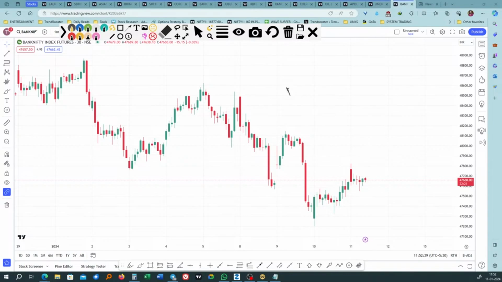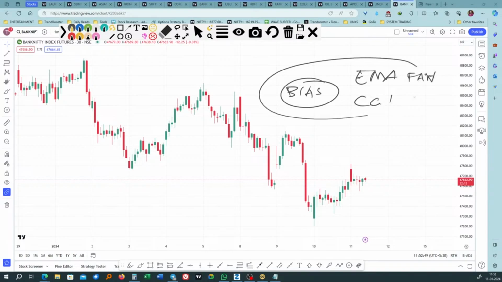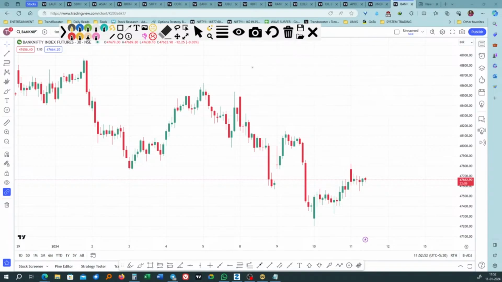Okay, so last time I explained bias based on the EMA fan and the CCI. I'll give you some more methodologies that you could figure out and trade based on. What I'm sharing is just an idea. It's not a complete strategy, and it is not a buy or sell recommendation. So go consult your individual financial advisor if you're pursuing this kind of idea. I'm just sharing what I have learned so far.